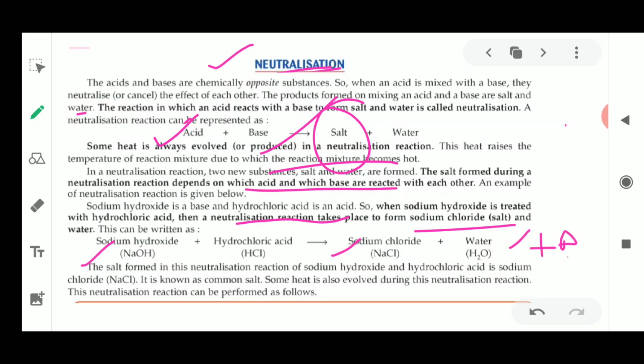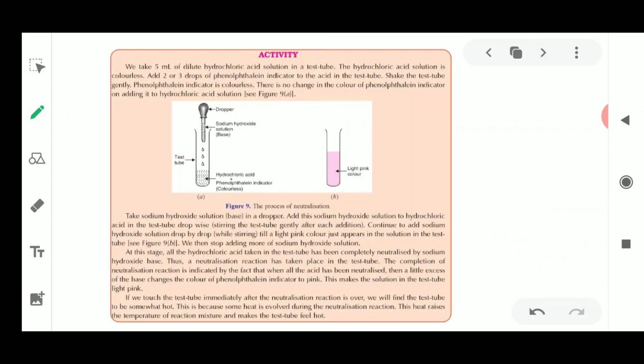The salt formed in this neutralization reaction between sodium hydroxide and hydrochloric acid is sodium chloride. Please remember the name of the salt which is formed after the reaction. It is known as common salt, which you eat as table salt. The heat is also evolved during this neutralization reaction, and this is shown in the following activity. Now this activity is given here.